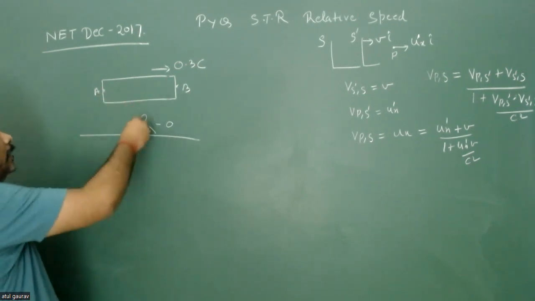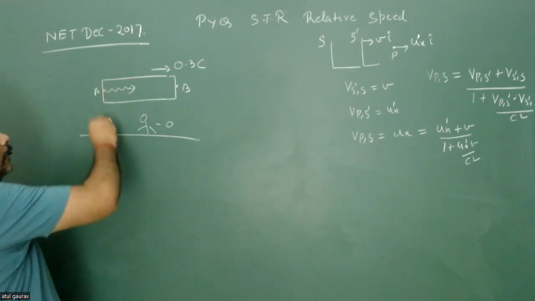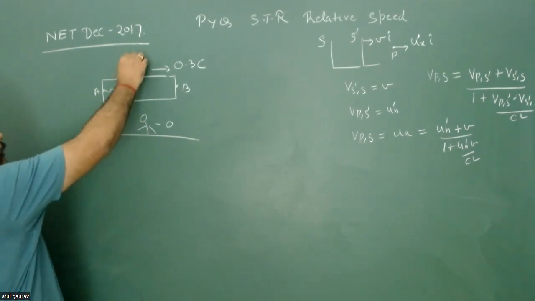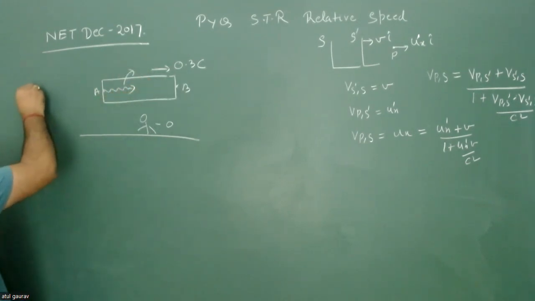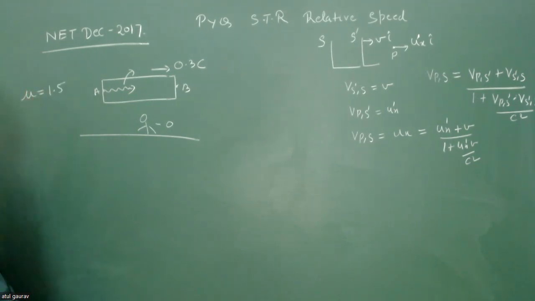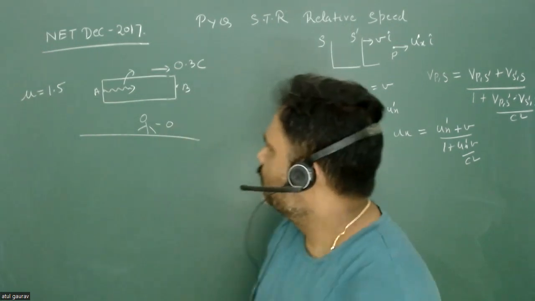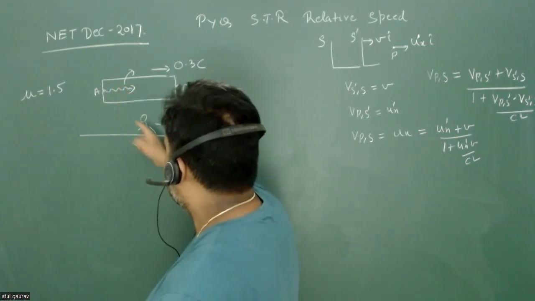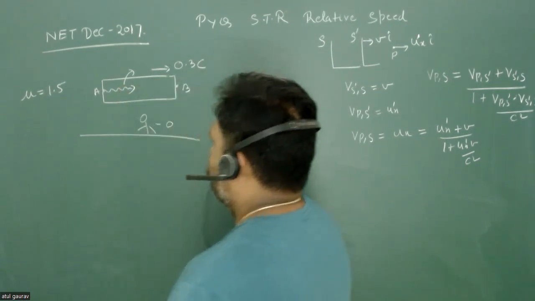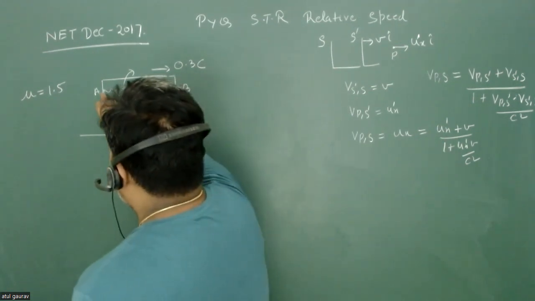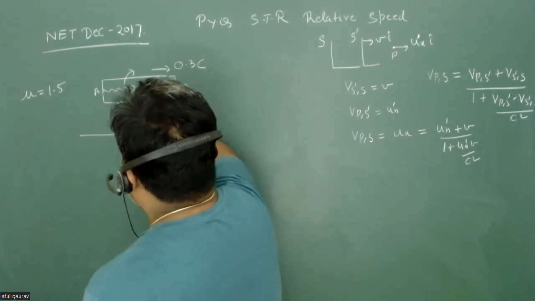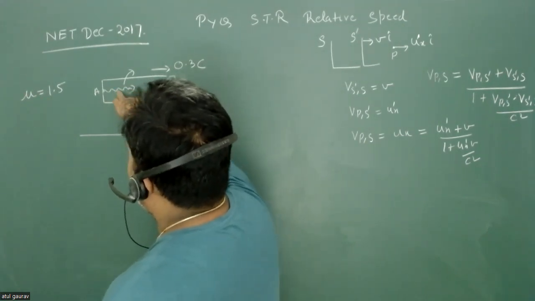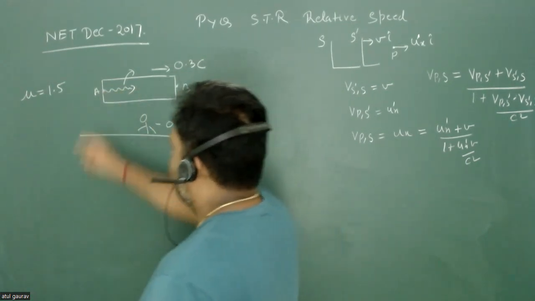From A to B, a light signal is going, and the refractive index of the glass plate is given as 1.5. So in this problem, it is asked what will be the speed of this light pulse with respect to the observer in the glass. When light is going from A to B, what will be the speed measured by the observer for this light pulse in the glass plate?